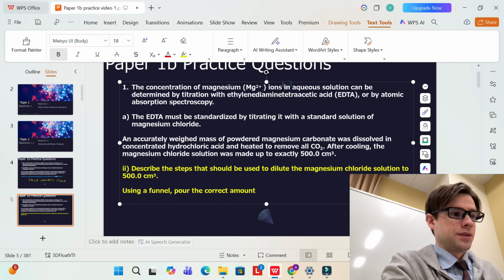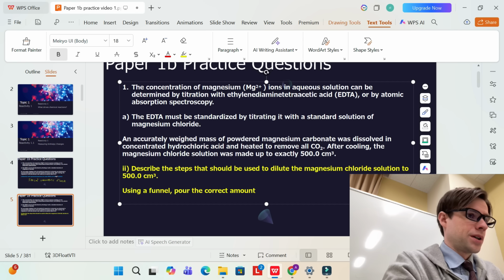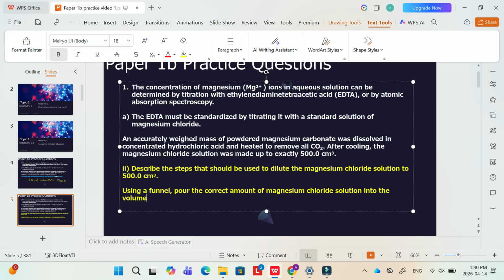We don't have any numbers yet other than the size of the final flask. So this person, we assume, calculates the correct amount that they need, and we'll just talk about the correct amount here. So: pour the correct amount of magnesium chloride solution into the volumetric flask. Better be specific, the 500 centimeter cubed volumetric flask.